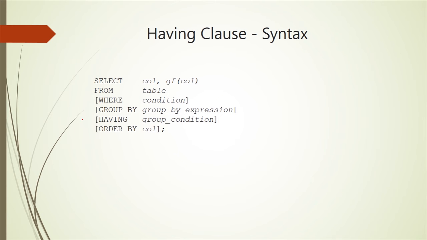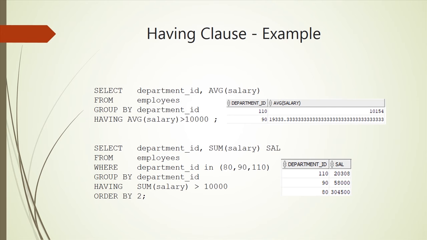As we can see in the syntax, the HAVING clause follows exactly the GROUP BY clause. SELECT list FROM table WHERE condition GROUP BY, and then the HAVING clause, and you can order the data if you want to sort it. Let's have a look at these examples to understand how to use the HAVING clause in a SELECT statement.